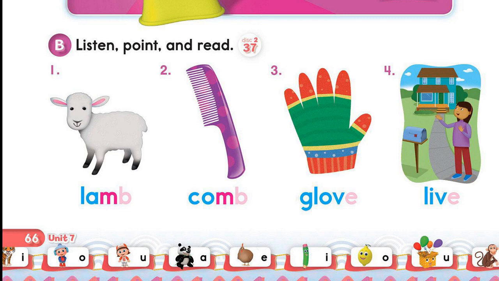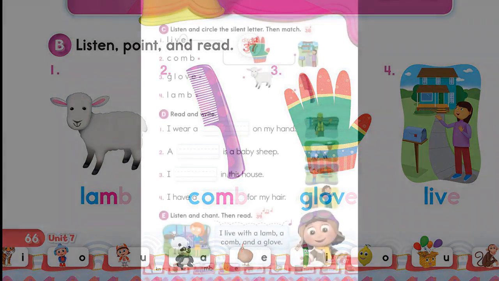1. Lamb. 2. Comb. 3. Glove. 4. Live. Live. Page 67. C.